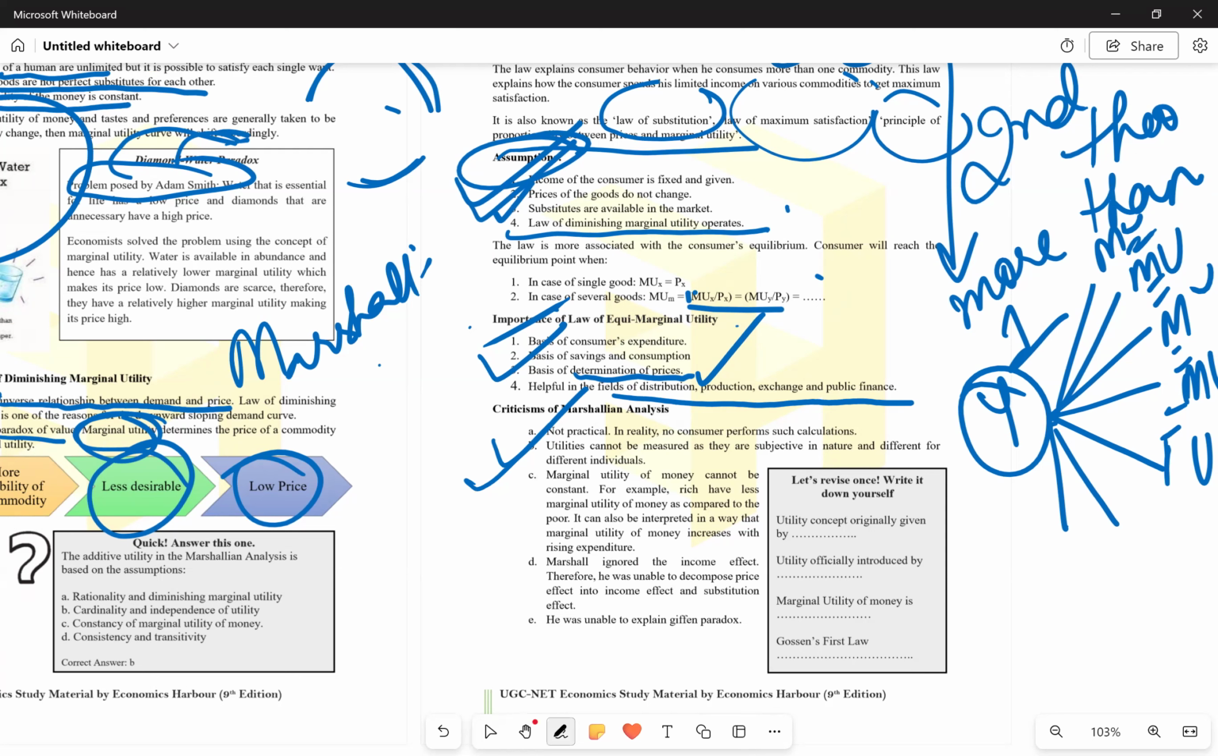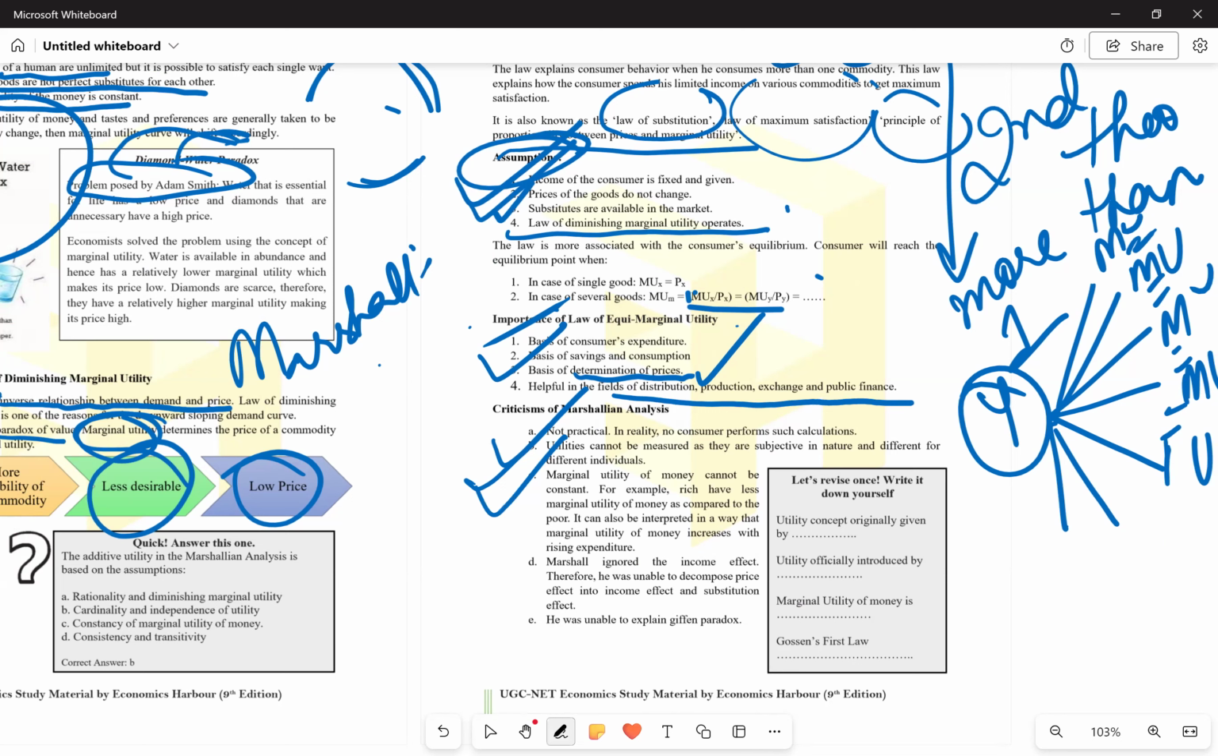And also, the marginal utility of money cannot be constant. So if Ambani is spending crores of rupees on the wedding, I don't know, thousands of crores of rupees in the wedding, probably for him 100 rupees would mean nothing, right? But on the other hand, a laborer, for him 100 rupees could be everything, right? So marginal utility of money cannot be kept constant.